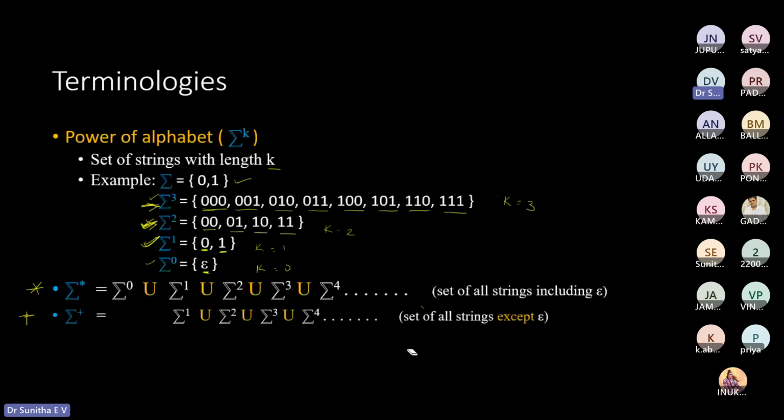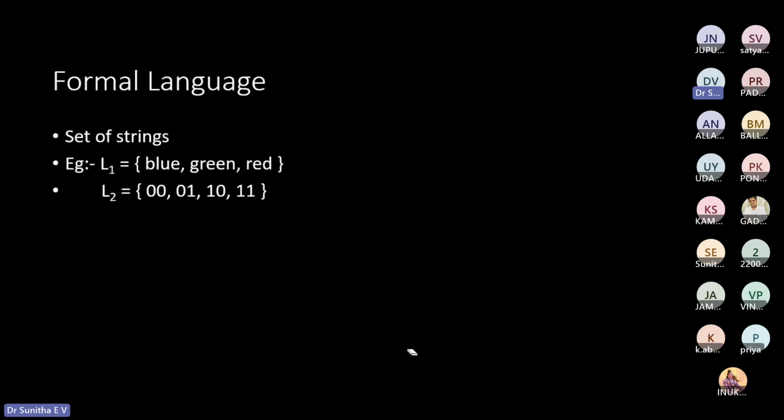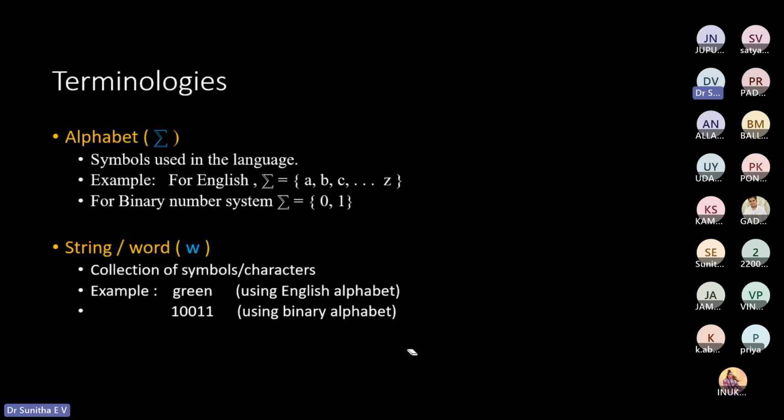Okay, so once again, we can rewind this. So formal language is nothing but the set of strings. Language is basically a set which contains different strings. And the alphabet is the symbols that we use in the language. Okay, for English, we use A, B, C, D. Binary, we use 0, 1. For decimal numbers, we use 0 to 9, like that. Then string is another terminology. It is represented with the W. It is the collection of characters. When we combine different characters or different alphabets together, we'll get a string.